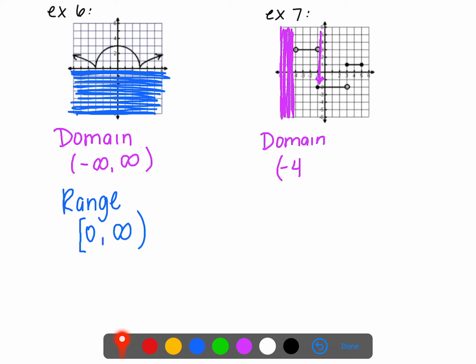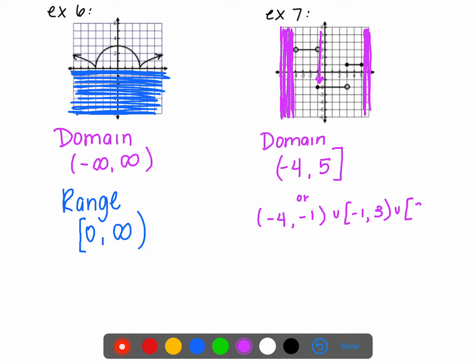All my x values when I start at negative 4 show up until I get to 5. So my domain still is only negative 4 to 5. 5 is a closed circle, so it gets a bracket. You wouldn't be wrong if you had gone from negative 4 to negative 1, started again for the next line at negative 1, went to 3, and then started again at 3 and went to 5. It says the same thing.